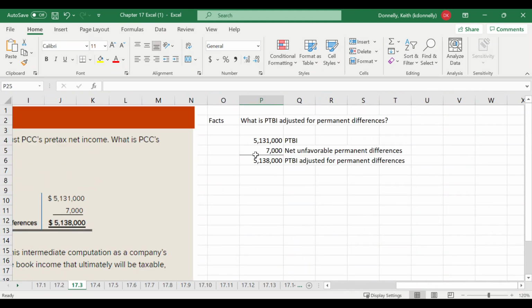(17.3) here says, what's going on? How do we use these permanent differences? Basically, you adjust the PTBI for them, the pre-tax book income. That will increase it here by $138,000. Again, permanent differences, we just adjust the PTBI. It affects our current tax expense. It really has nothing to do with our deferreds, the deferred tax asset or deferred tax liability.